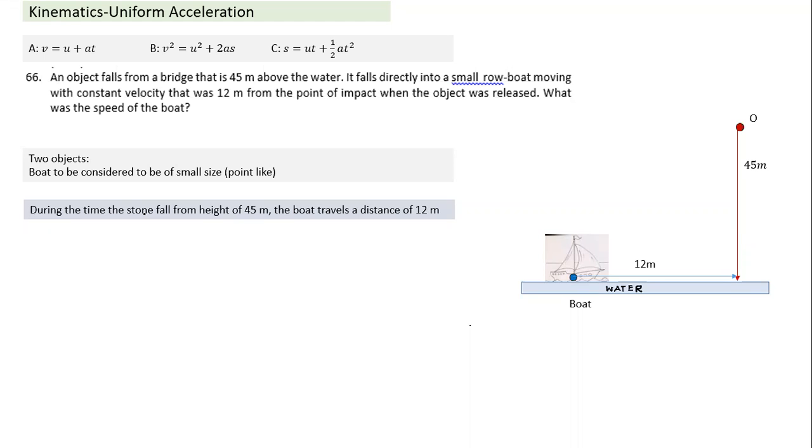So during this time, the stone falls from a height of 45 meters and the boat travels a distance of 12 meters. I equate those two things here. The distance traveled is 12 meters, and you know the time it takes to fall from height h is root 2h by g, starting from rest. Because if this is h, what is the time it will take? Displacement is h. We take this as the initial point and this as the final point.